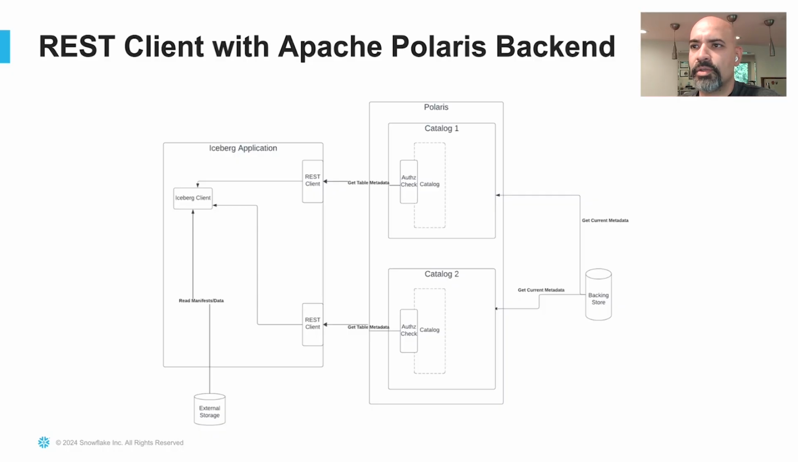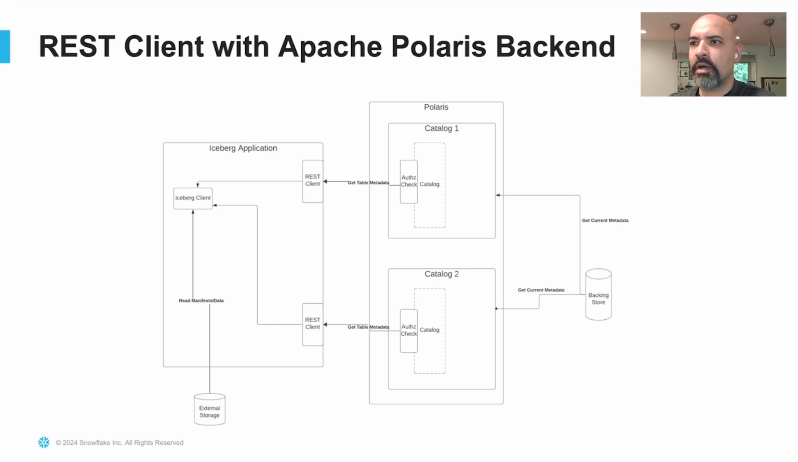And then we have our application diagram again. Here, the Iceberg client is talking to the REST client again. But that REST client is talking to an instance of Polaris. And inside of Polaris, we'll have two different catalogs. That might be my team's metadata as well as my dependency team's metadata. And then within the catalog, we're going to do an authorization check.